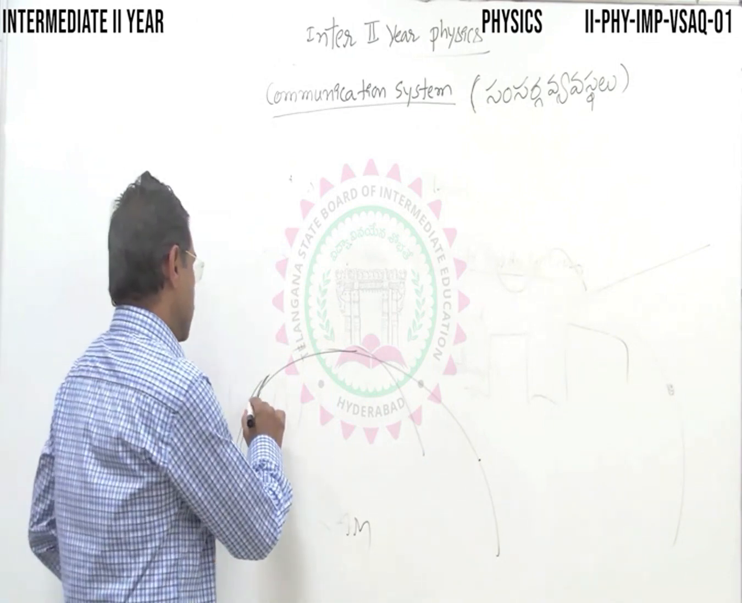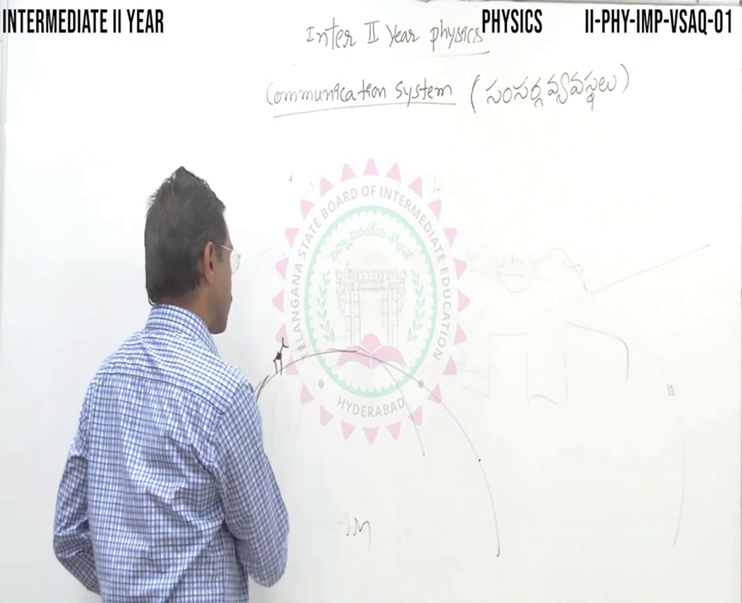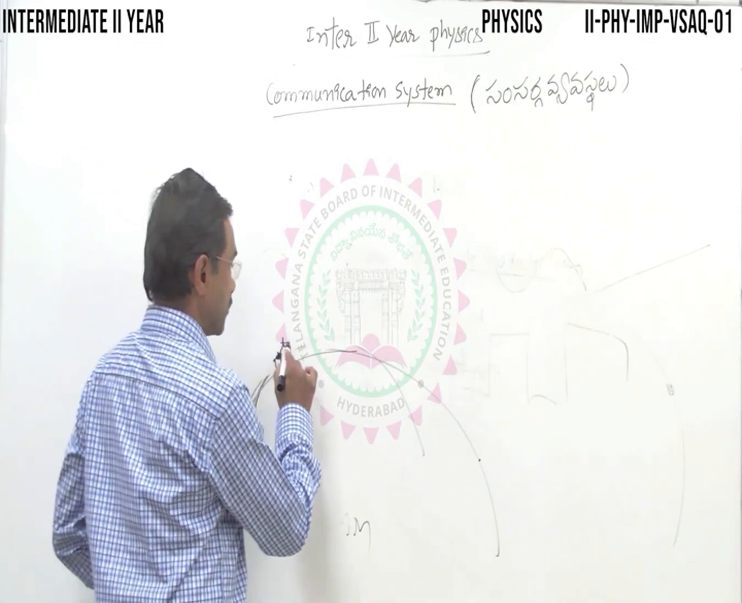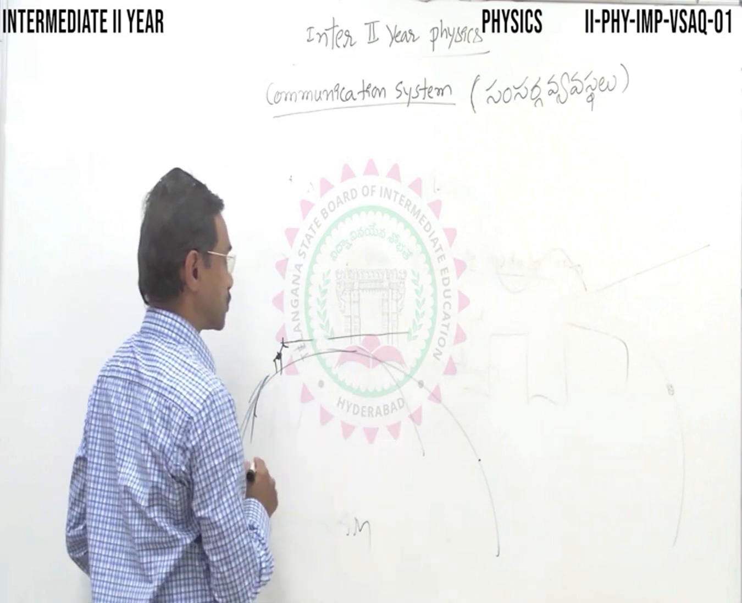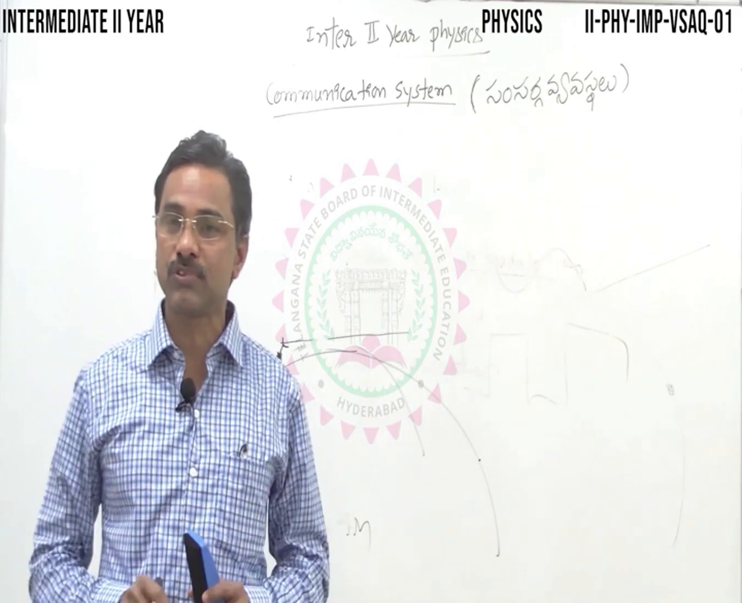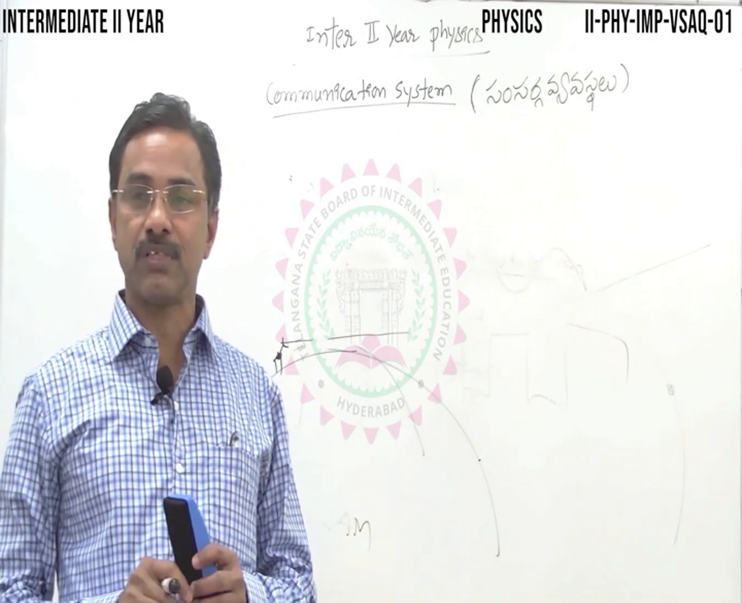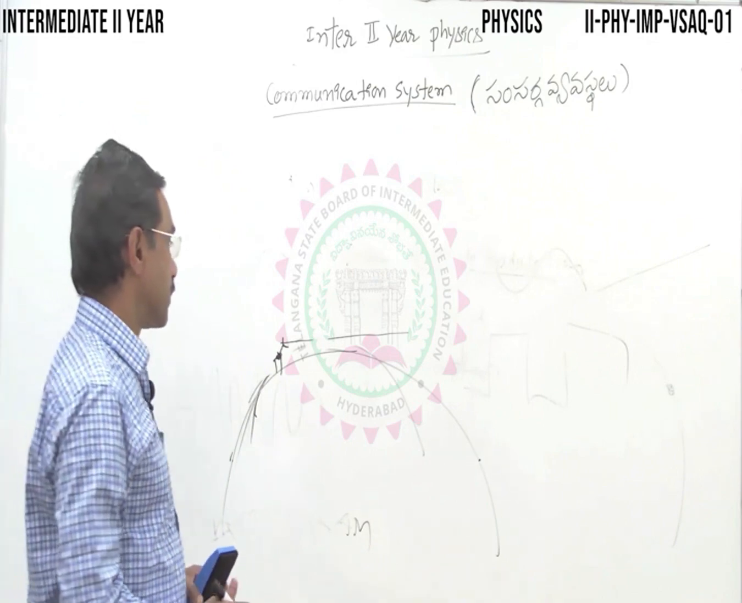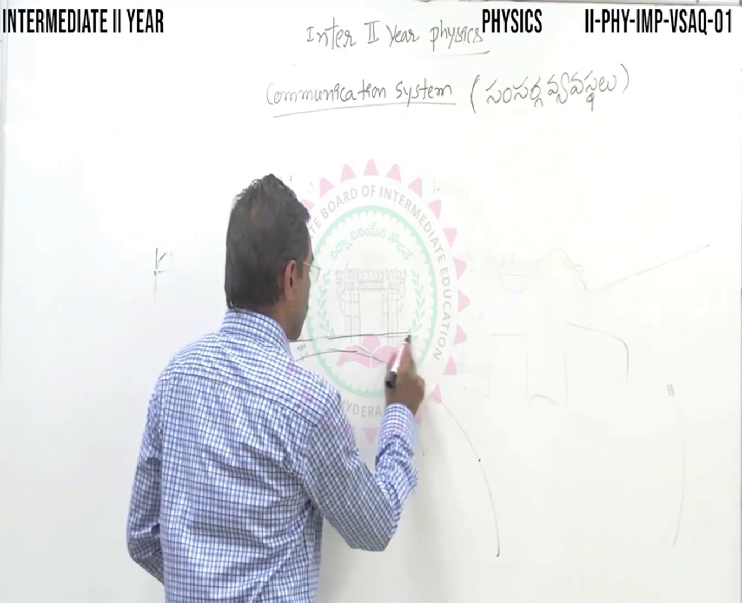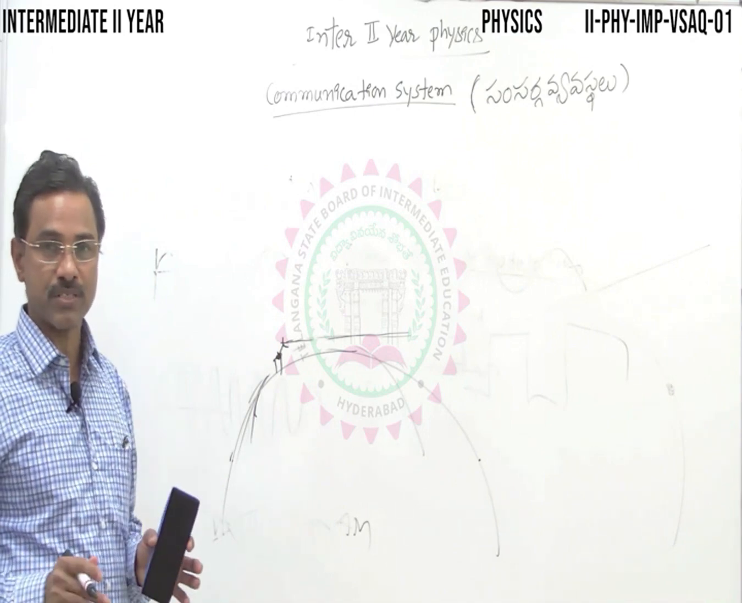So here the signal is transmitted with the help of, let us say, some antenna. It will go in a straight line path. The electromagnetic signals close to the surface of the Earth are called surface waves. Small frequencies can easily be transmitted over small distances, isn't it?